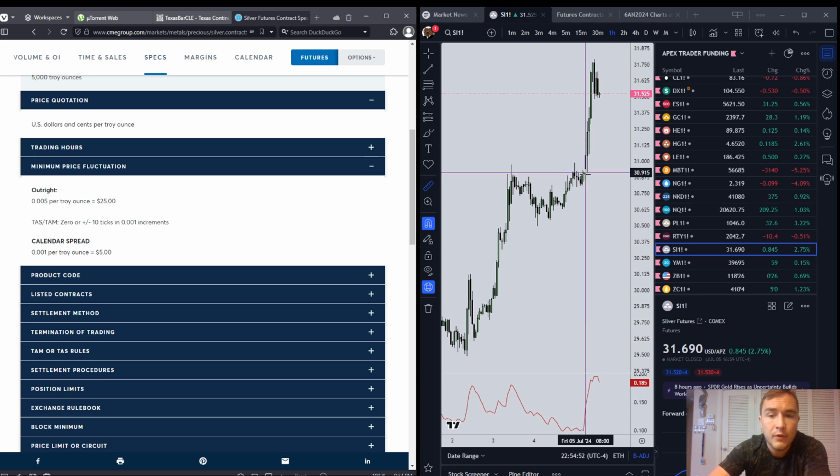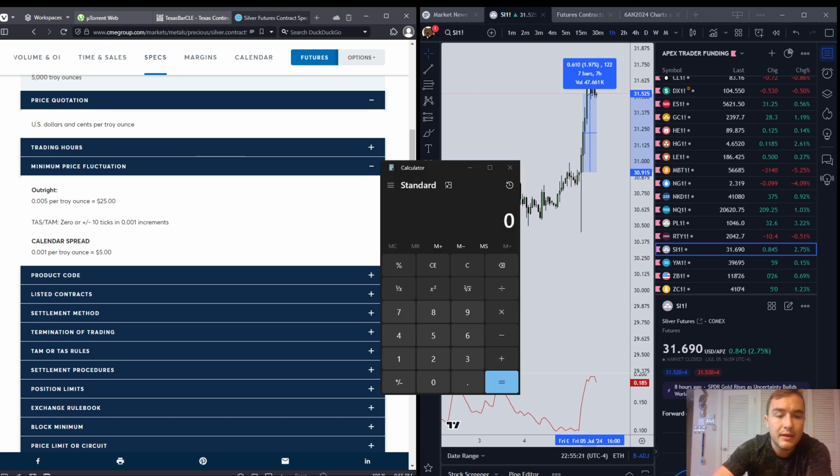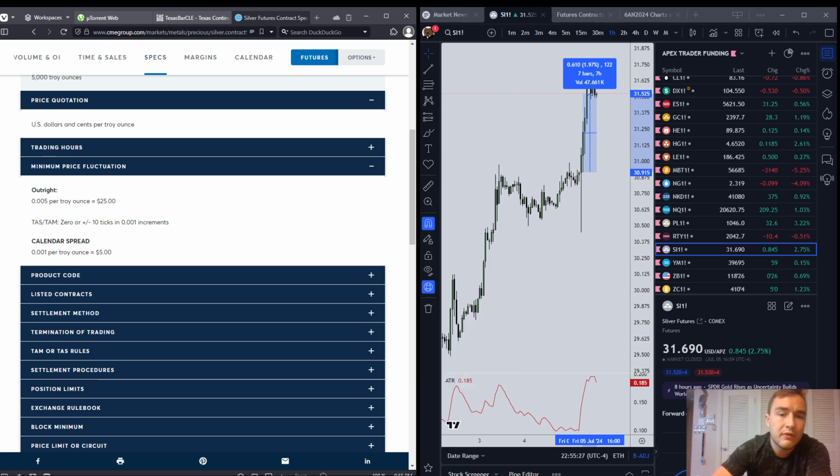Okay, guys, so let's say, for example, that we bought silver at $30.915, and let's say that we sold right where the market closed. That's 122 ticks. You can see here, when you use the measuring tool, it's showing you 61 cents, or 122 ticks. So that's 122 half-cent moves. So for that move right there, if we pull up our handy-dandy calculator, 122 times 25, that's a $3,050 move. So as you can see, a very leveraged contract.